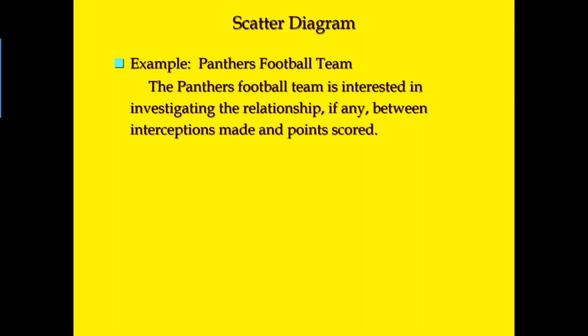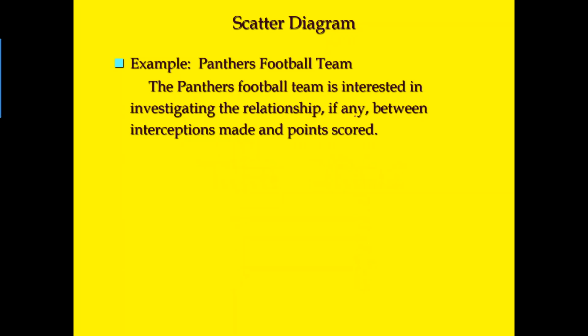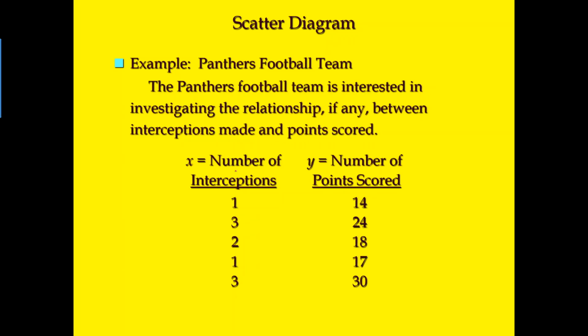So the Panthers football team is interested in investigating the relationship, if any, between interceptions made and points scored. So obviously they have two variables. One is the number of interceptions, one is the number of points scored. So you can notice that both x and y are quantitative data. Therefore, we can use a scatter diagram to help us understand the relationship between the number of interceptions and the number of points scored. So I'll show you the answer based on these two columns of data.